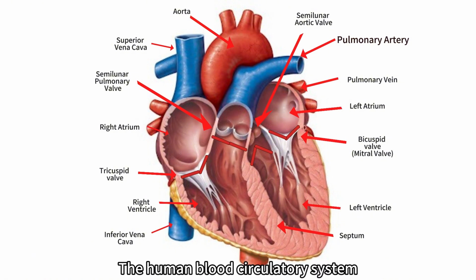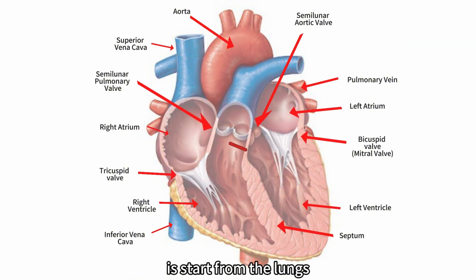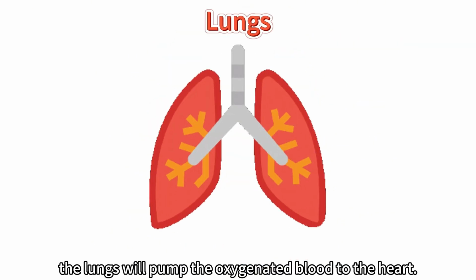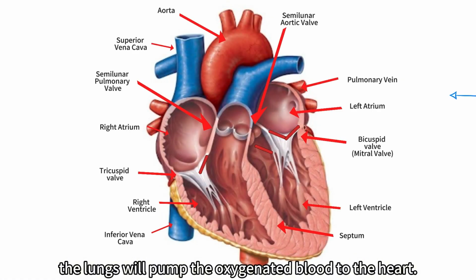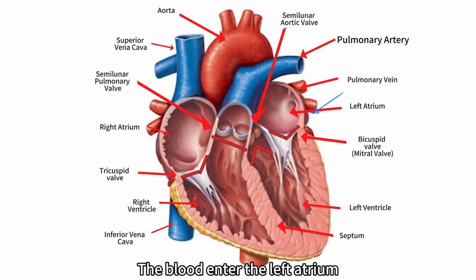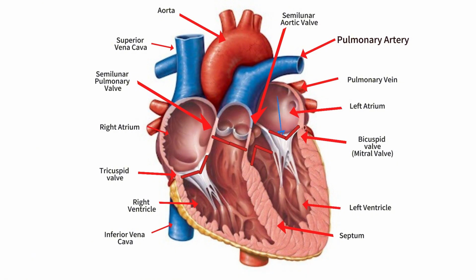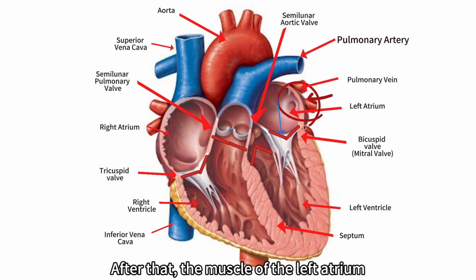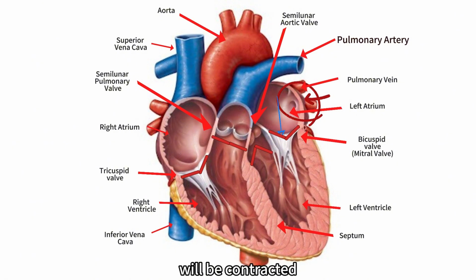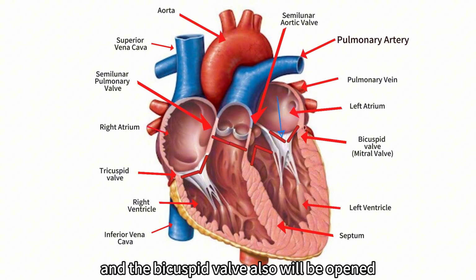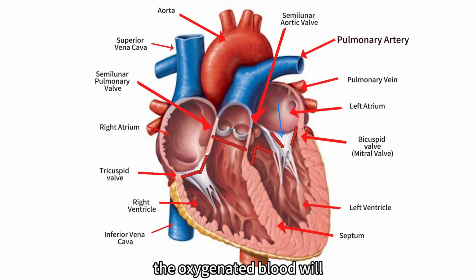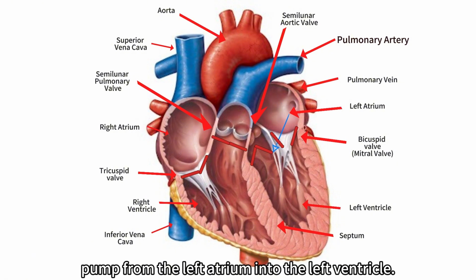The human blood circulatory system starts from the lungs. The lungs will pump the oxygenated blood to the heart. The blood enters the left atrium through the pulmonary vein. After that, the muscle of the left atrium will contract and the bicuspid valve will open. The oxygenated blood will be pumped from the left atrium into the left ventricle.